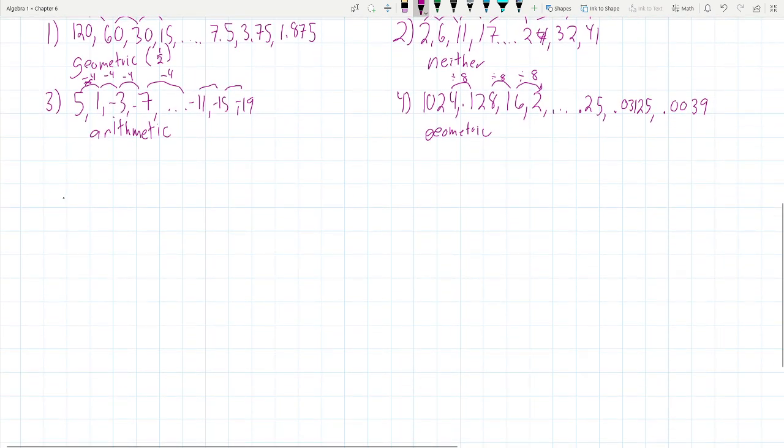All right, let's look at number 4. Oops, that was 4. I'm at number 5. Graph the geometric sequence. So for number 5, we have this sequence. We have 32, 16, 8, 4, and 2, and it might continue past that.